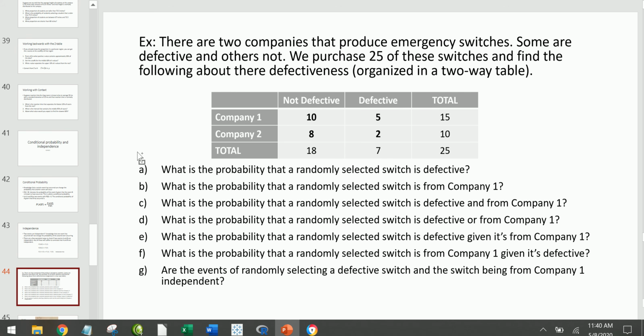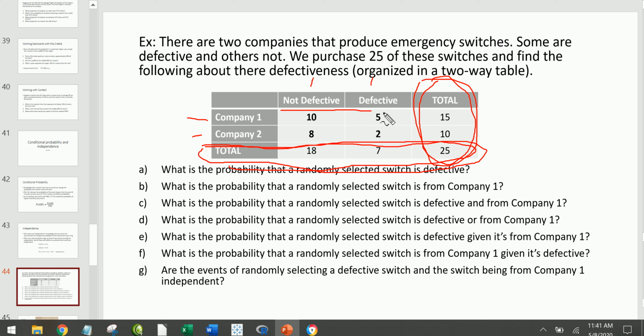I've organized this in what's called a two-way table. It's not really important at this moment. I've listed the two companies here, and whether they're defective or not here. This is just a totals column and this is just a totals row. In fact, we call these two that I've circled here marginal totals. This is the marginal total for the rows, and this is the marginal total for the columns. The actual table here is just 2 rows by 2 columns, so this is a 2 by 2 table, incidentally, with margins on top.